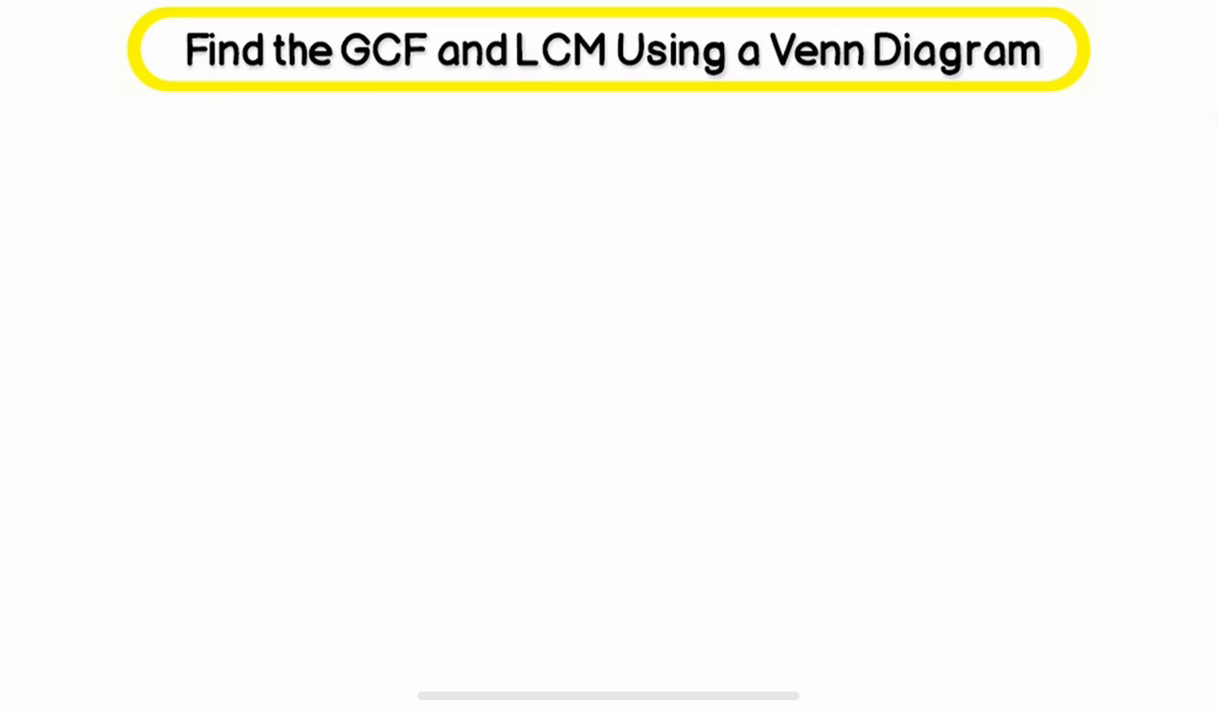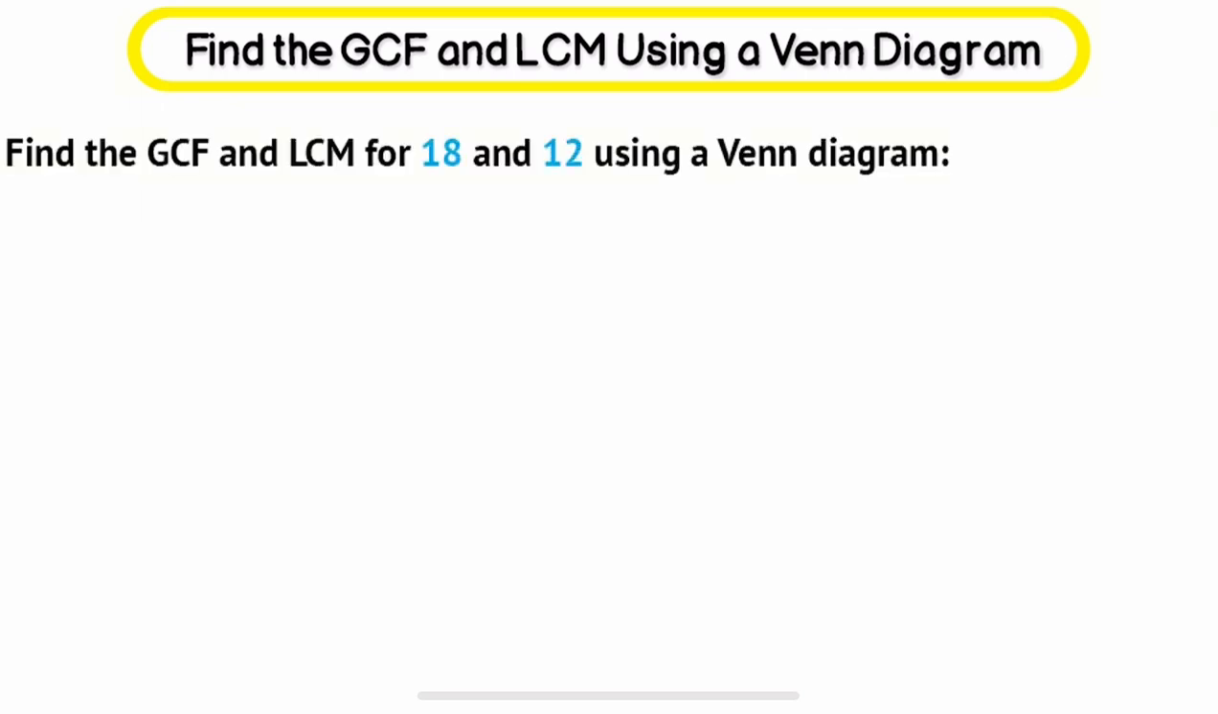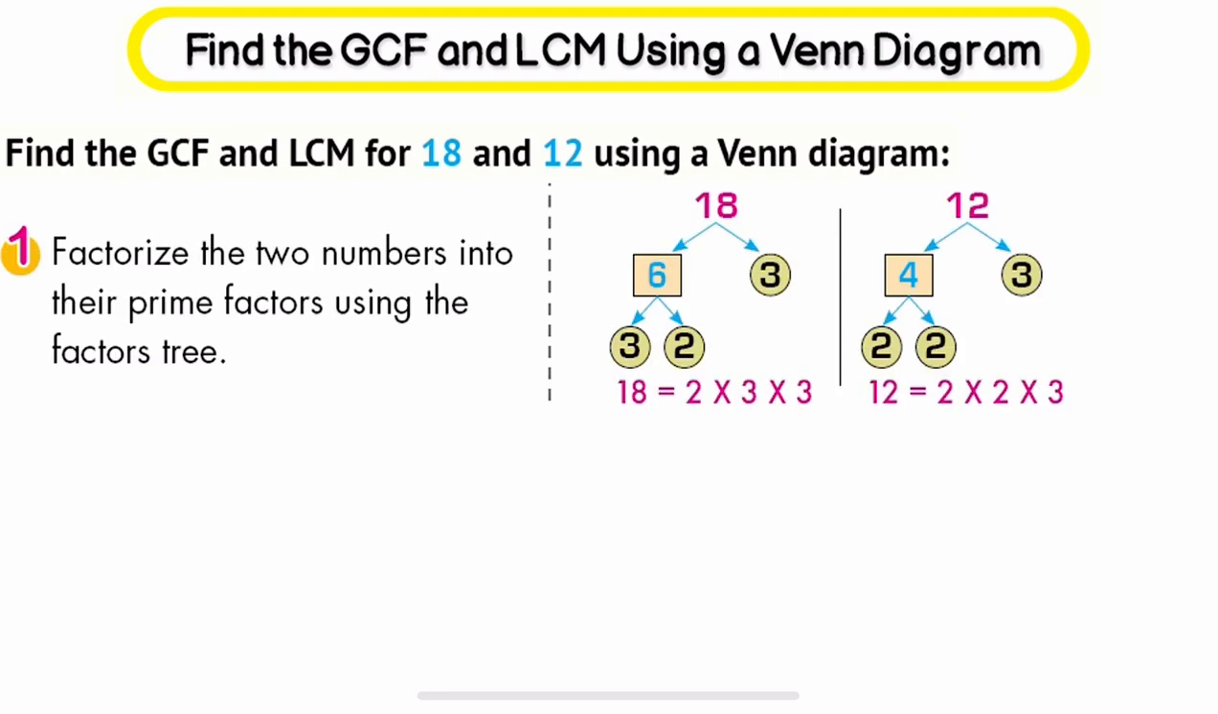Finding GCF and LCM using a Venn diagram. We want to find GCF and LCM for the numbers 18 and 12. Now we know that 18 is 3 times 6 and 6 is 3 times 2. So first we factorize the two numbers into their prime factors. 12 is 3 times 4 and 4 is 2 times 2. So now 18 is 2 times 3 times 3. 12 is 2 times 2 times 3.